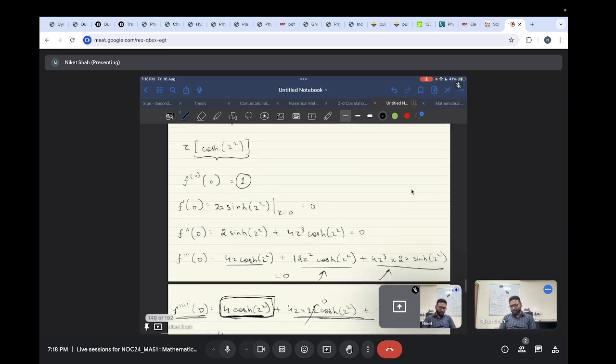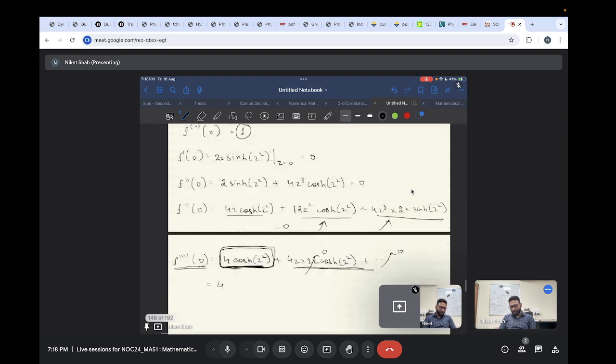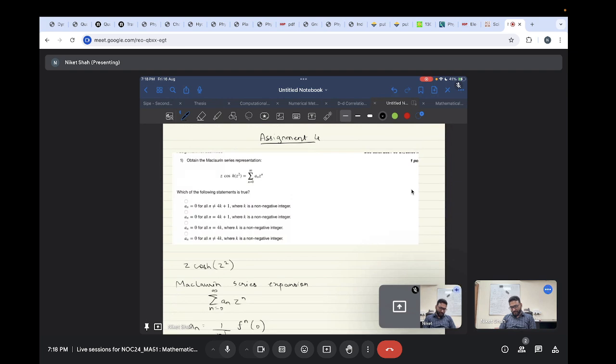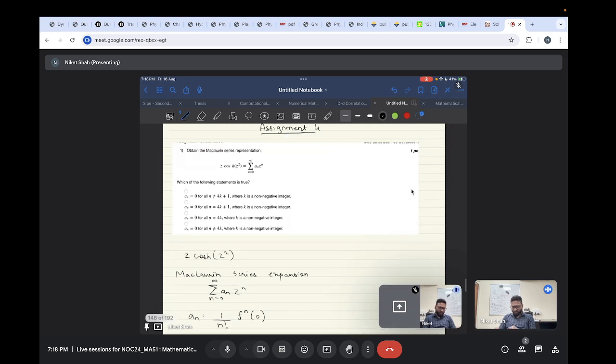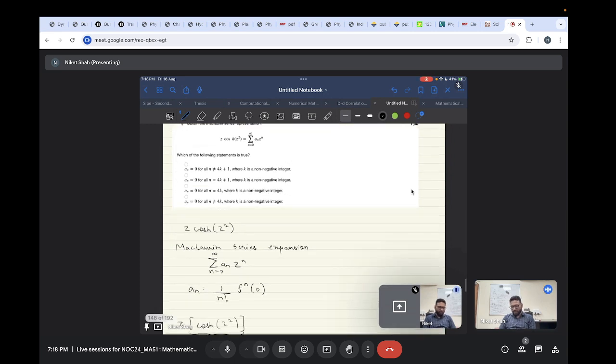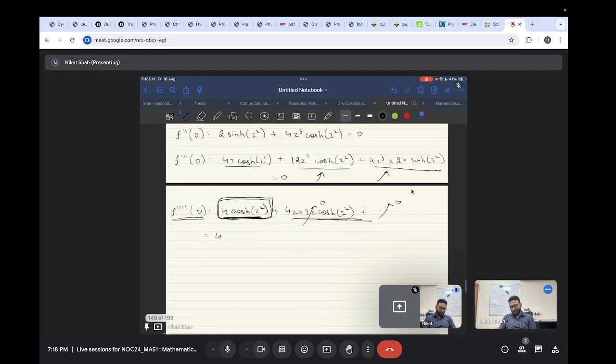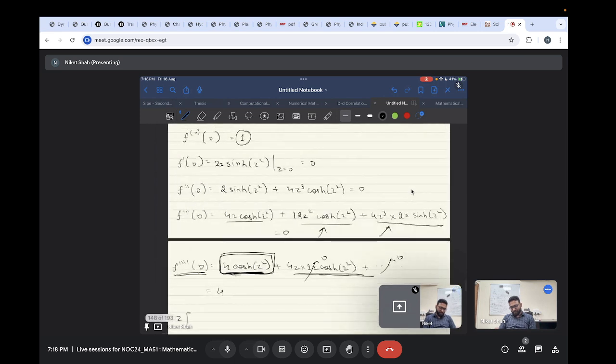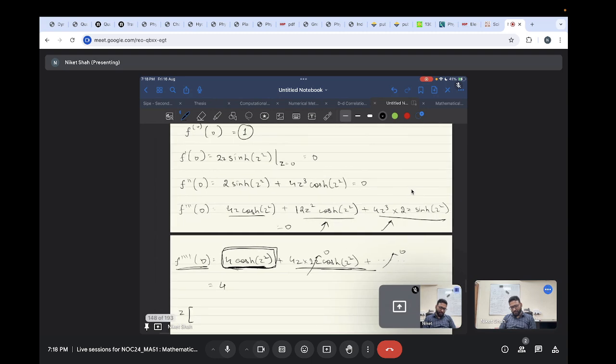So what's the question exactly? They're asking for a_n. a_n is equal to 0 for all n not equal to 4k plus 1 or something of this sort. We have to look at these options. So z into, so the zeroth derivative will be just some constant term, right?